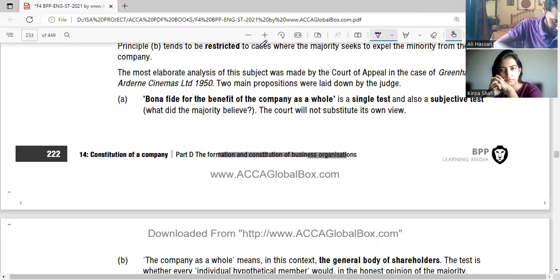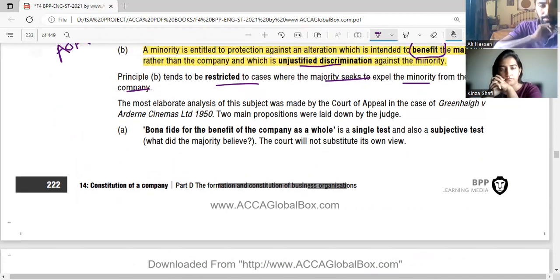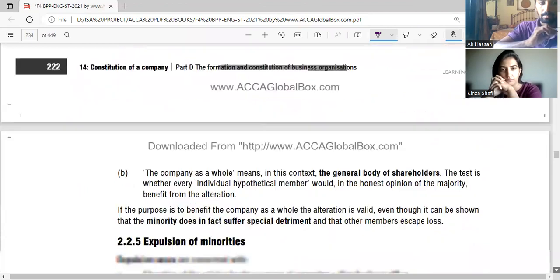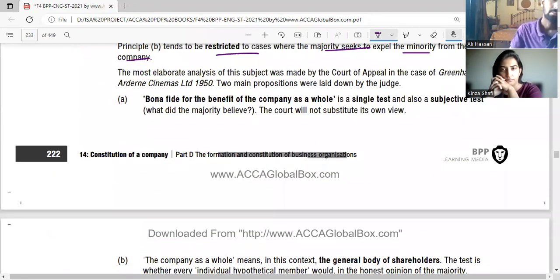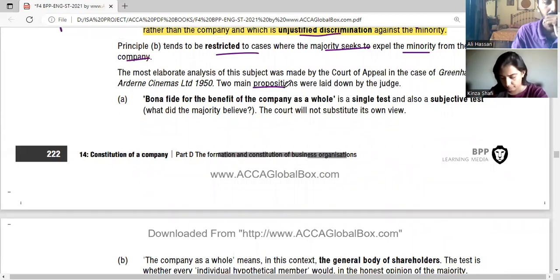Next, the principle B tends to be restricted to cases where the majority seeks to expel the minority from the company. Now, ठीक है, ये तो वही वाली बात होगी. Okay, now one thing that they say: there are two propositions about the bona fide test. They say that the bona fide test is the benefit for the company as a whole. Very good, agreed, but it's a single test. Number one problem.